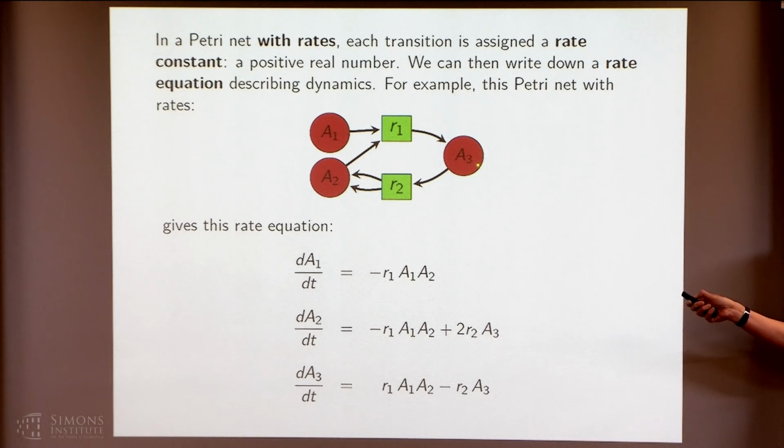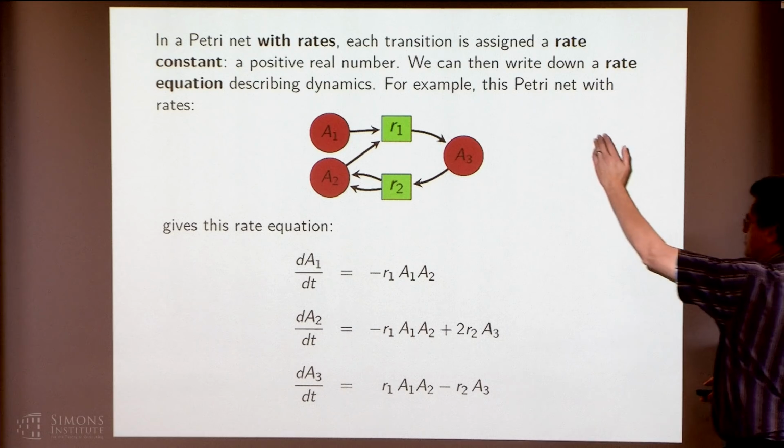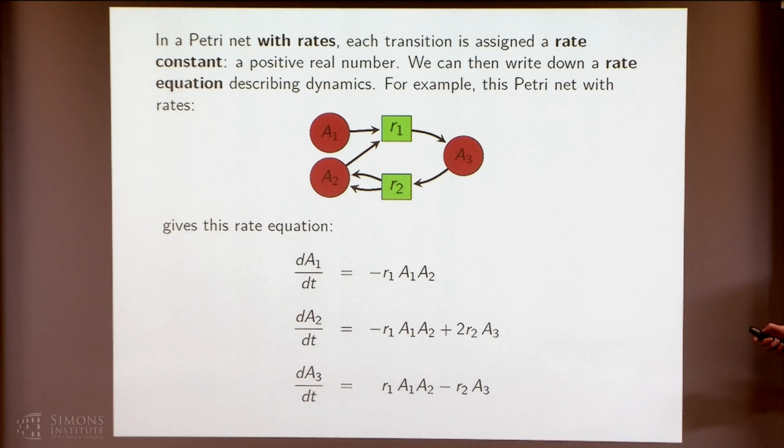And A3s are getting created by this transition. And so we see that the amount of A3s is increasing by the same rate. But then we have this other transition, R2, that takes a single A3 and produces two A2s. So that also has its effect. So A3s are going away at a rate proportional to the number of A3s times R2. So notice that's just linear in A3 because just one A3 is getting used. And then two A2s are getting created in this transition, so that's the reason for this coefficient 2.